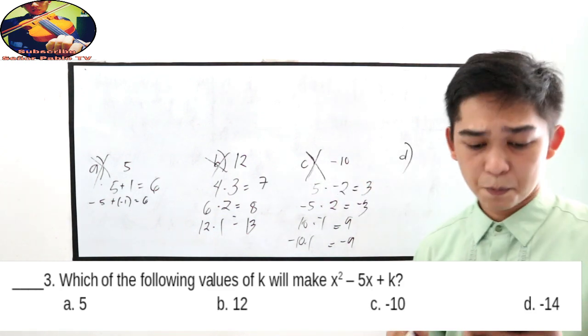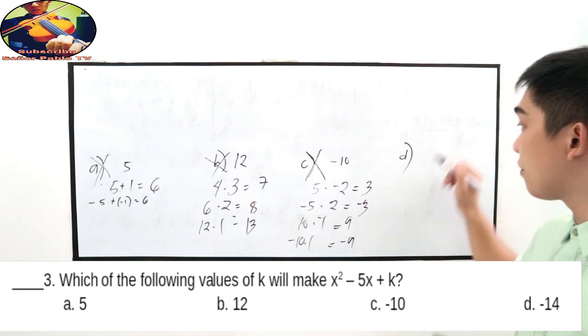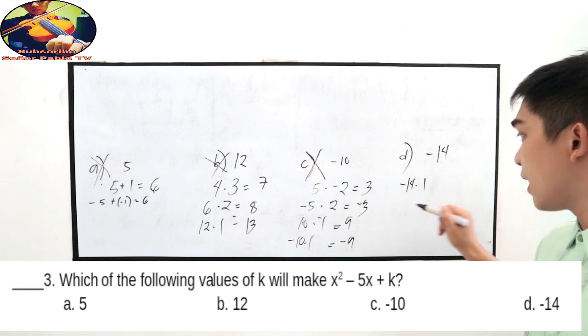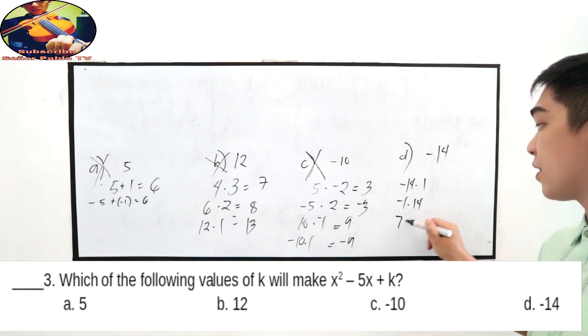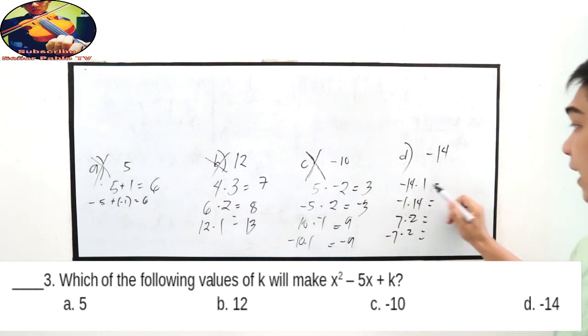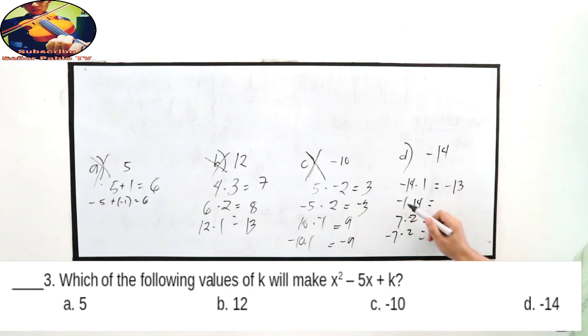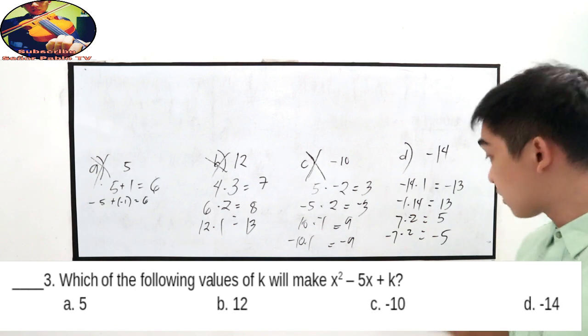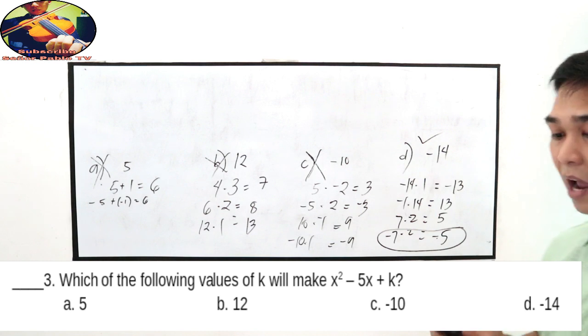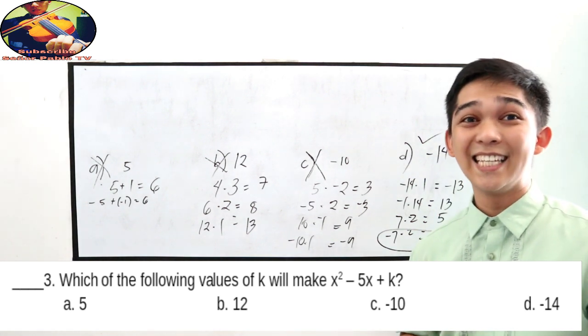Last, letter D. Negative 14. Ang factors ni 14 can be negative 14 times 1, negative 1 times 14, 7 times negative 2, or negative 7 times 2. Add natin, ito ay negative 13, positive 13, 7 plus negative 2, that is 5, ito ay negative 5. Ang middle term natin is negative 5x. So ito siya, negative 5. So the answer for number 3 is letter D.